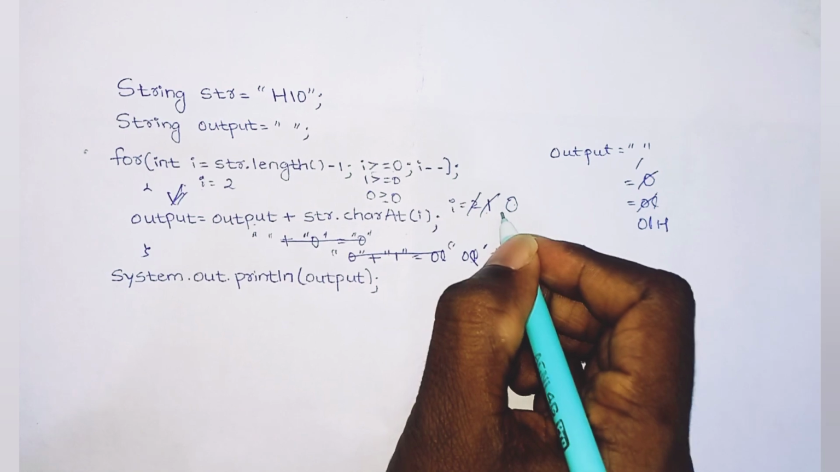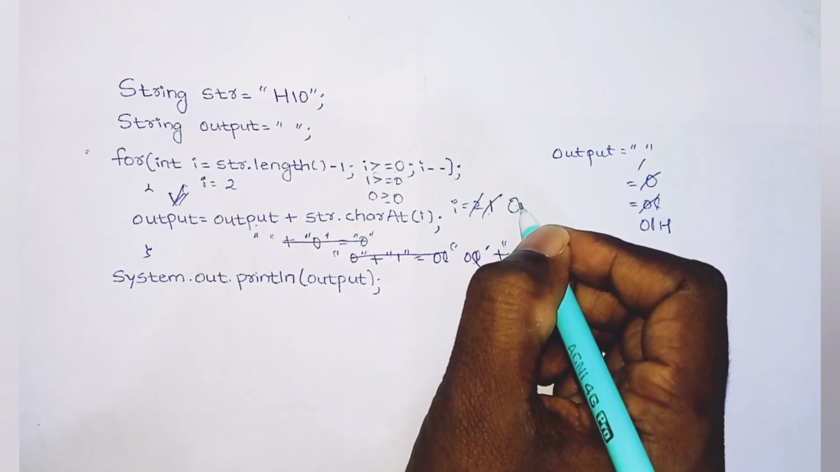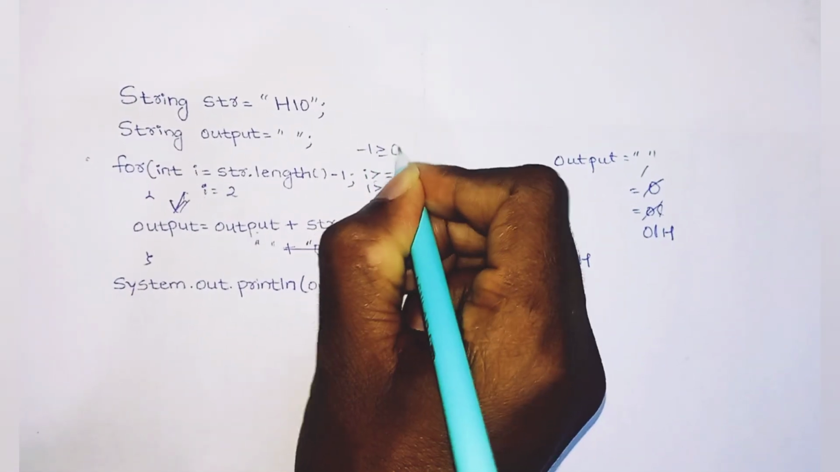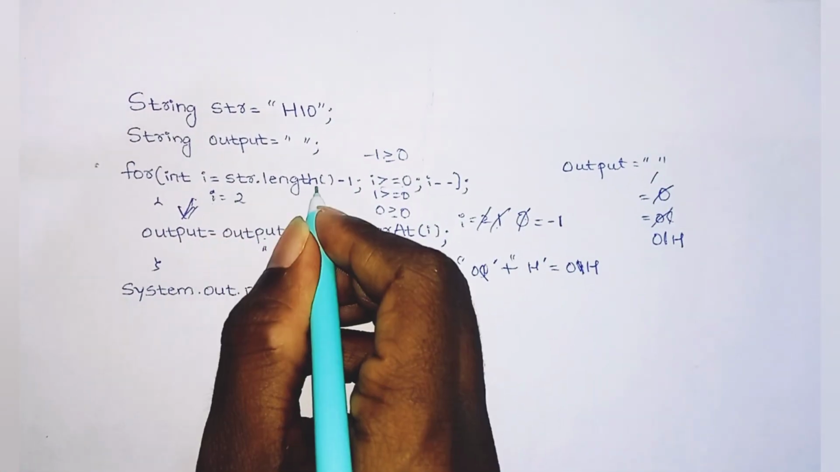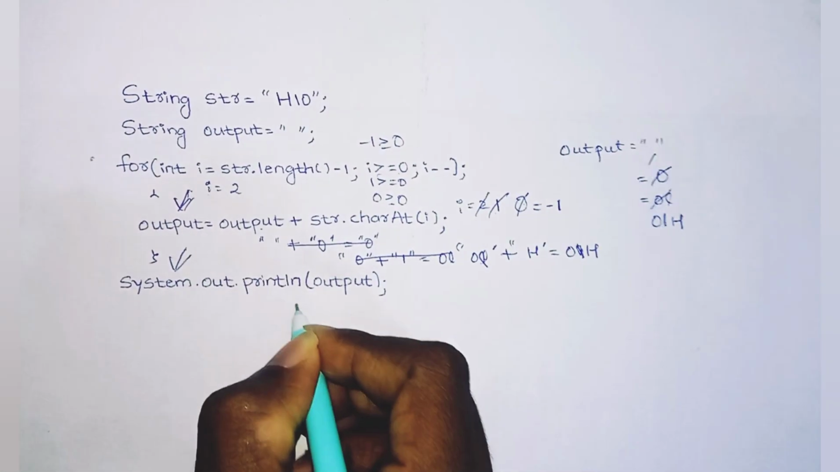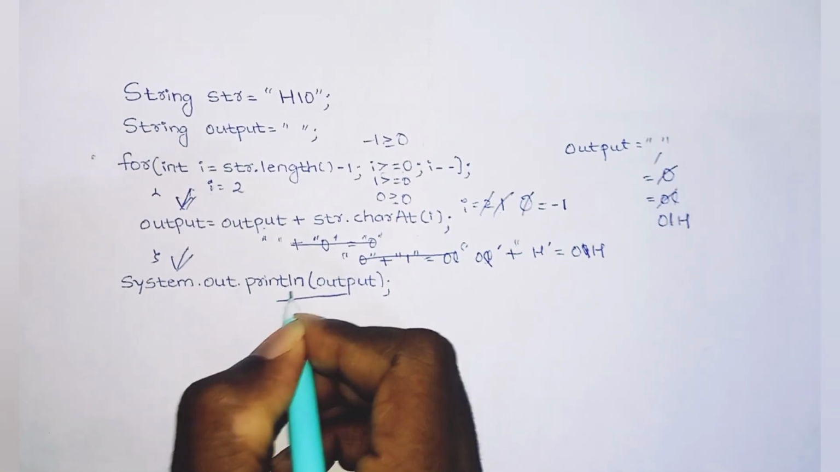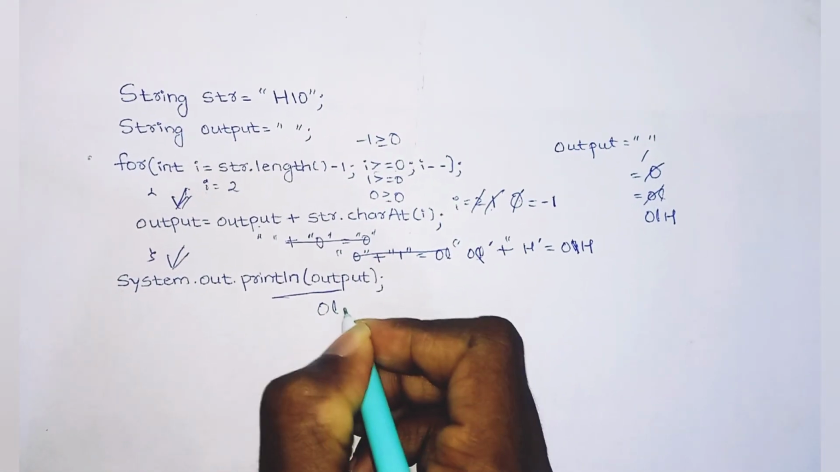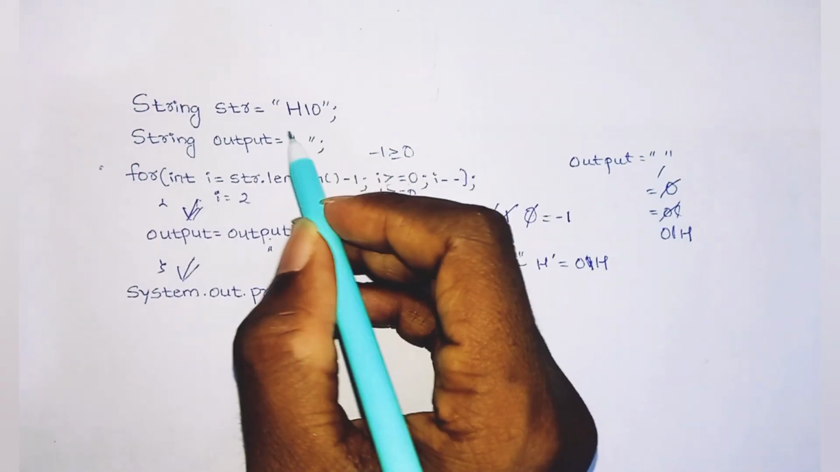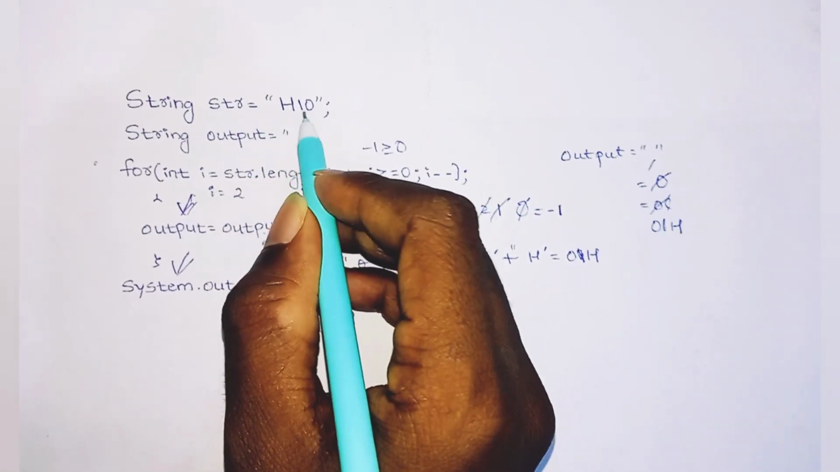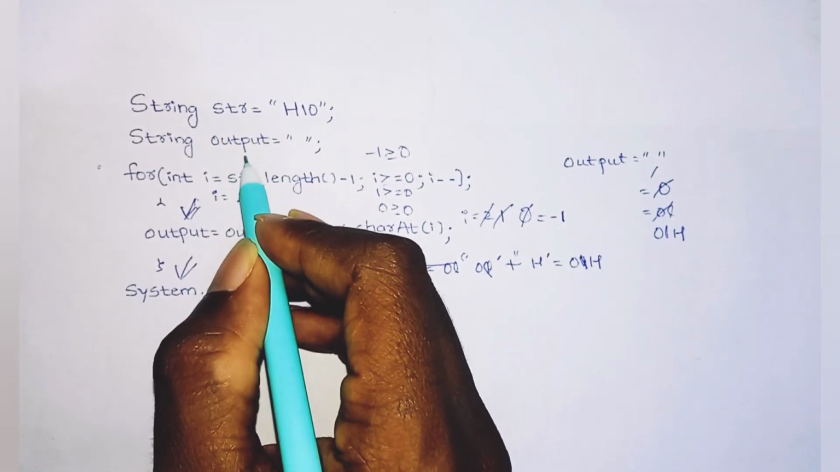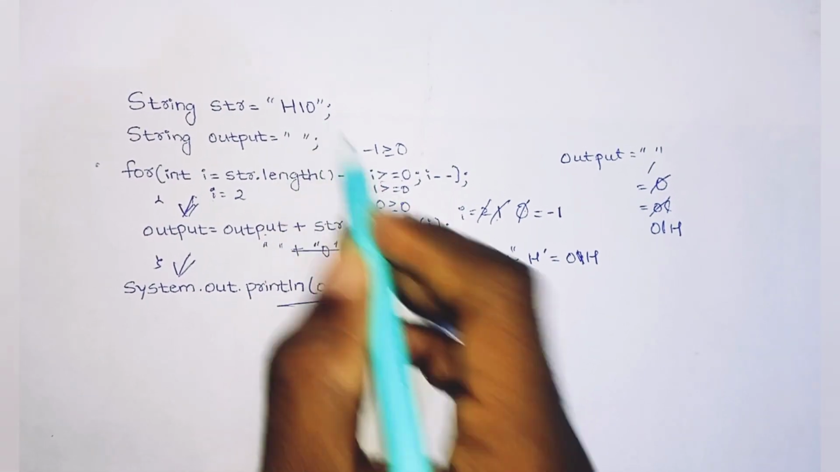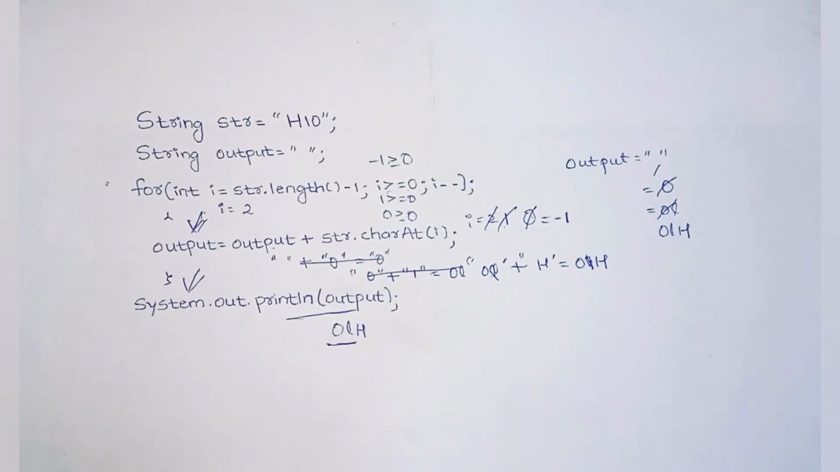Now i gets decremented by 1. Initially we have 0, so 0 minus 1 is minus 1. Now it checks the condition: minus 1 greater than or equal to 0. The condition is false. Once the condition becomes false, it comes out of the loop and executes this statement, System.out.println(output). The output's updated value is OLH, so it will give you the output OLH. Now you can see the original string, str equals HLO, and after reversing, the updated output value is OLH, which is the complete reverse of the original string. So this is how we perform reverse of a string in Java.